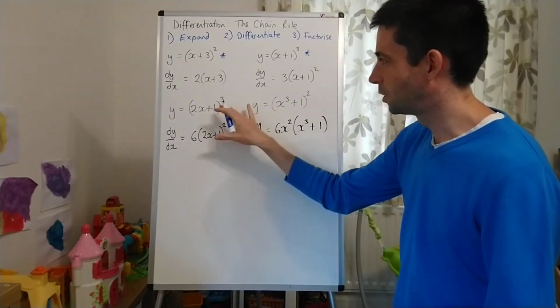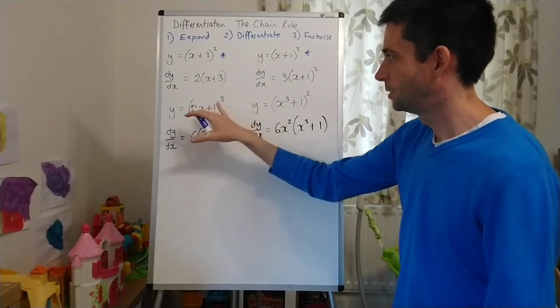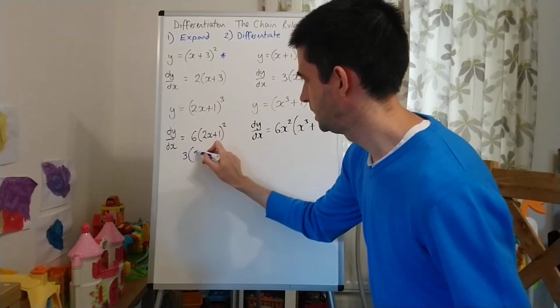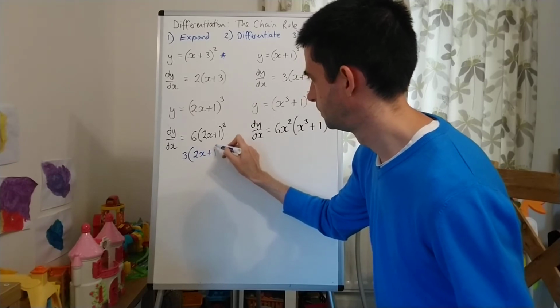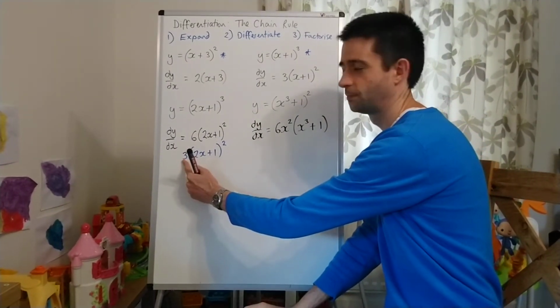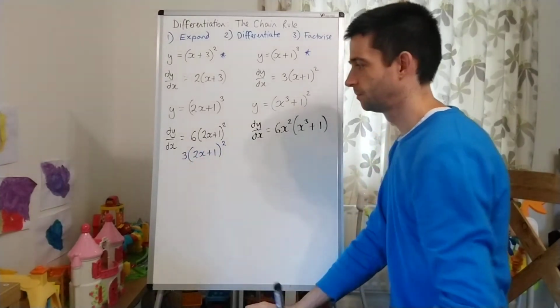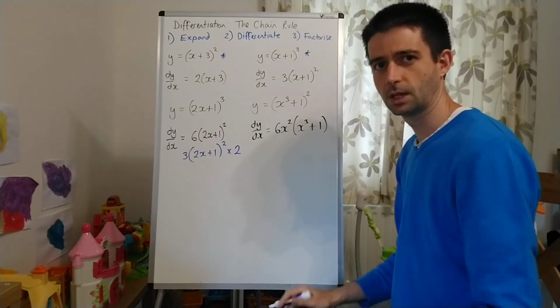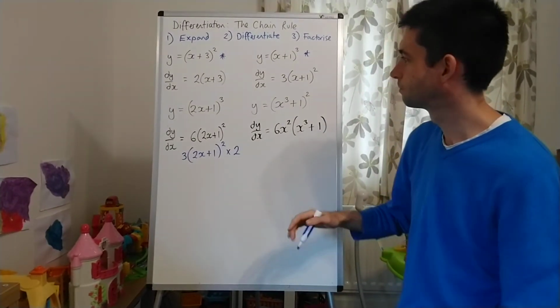And that doesn't work quite so well here. So let's just have a look. If we've done power down, so 3 lots of 2x plus 1 squared, we've got 3, and we wanted 6. So we would have had to multiply it by 2. Just leave you to think about that bit.